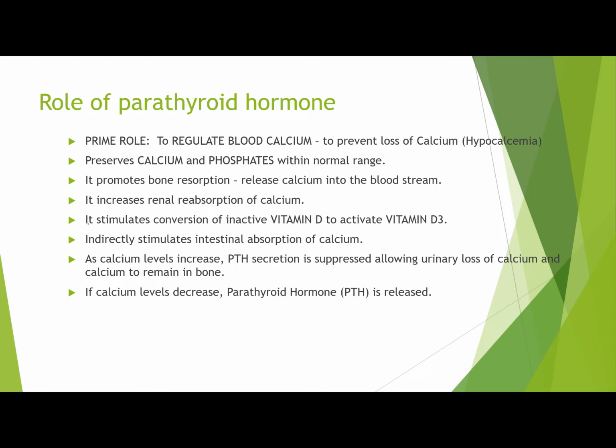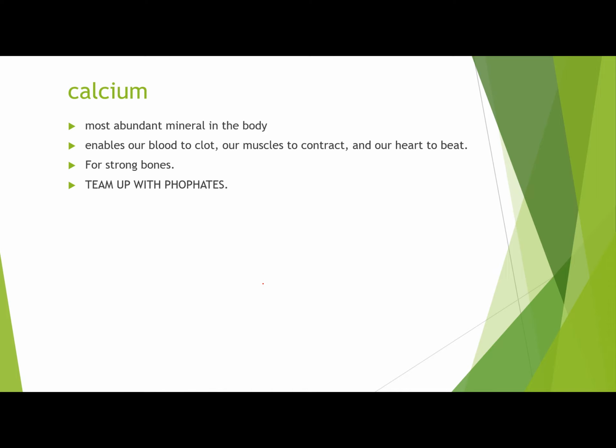It increases renal reabsorption of calcium. It stimulates conversion of inactive vitamin D to activated vitamin D3. Indirectly stimulates intestinal absorption of calcium. As calcium level increases, PTH secretion is suppressed, allowing urinary loss of calcium and calcium to remain in the bone. If calcium levels decrease, PTH is released. Now, calcium is the most abundant mineral in the body, enables our blood to clot, our muscles to contract, and our heart to beat. It's responsible for strong bones and teams up with phosphates.